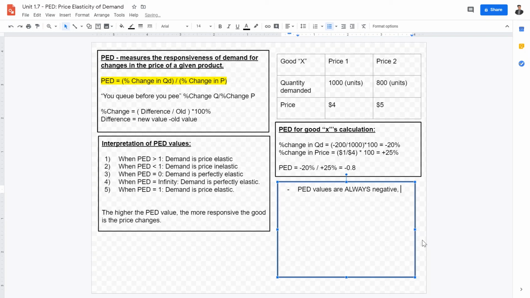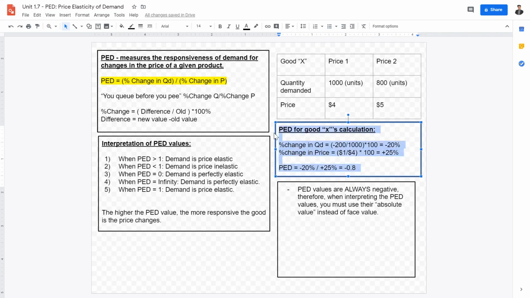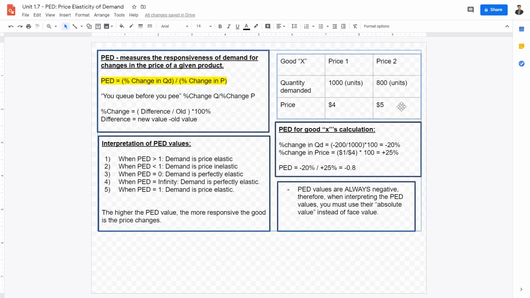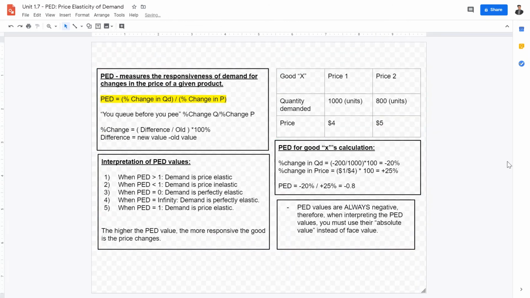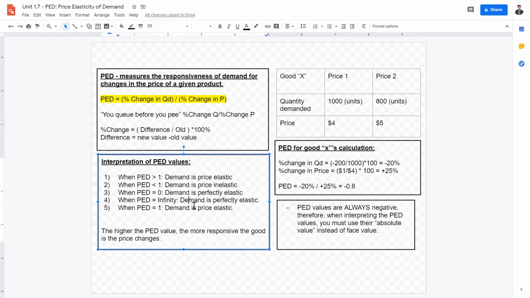Now, another important thing to take note of is that PED values are always negative. Therefore, when interpreting the PED values, you must use their absolute value instead of face value. From the example of good X, as we calculated above, the PED value is negative 0.8. However, because PED values are always negative, we take the negative sign away by using the absolute value, which is of course 0.8.